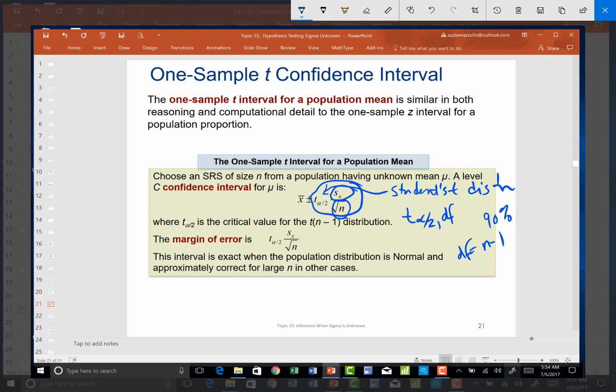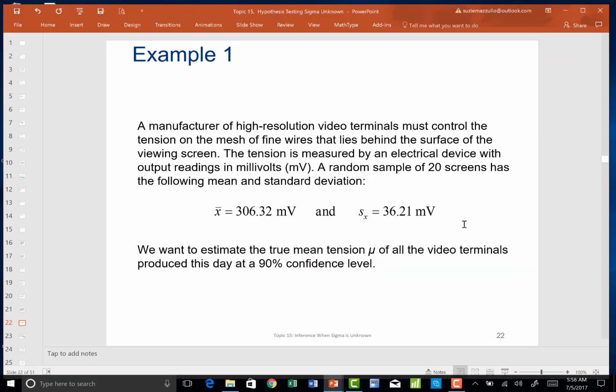So we have different critical values for different sample sizes. So we're going to look at an example, and we're going to calculate the 90% confidence level. A manufacturer of high-resolution video terminals must control tension on the mesh of fine wires that lies behind the surface of the viewing screen. The tension is measured by an electrical device with output readings in millivolts. A random sample of 20 screens has the following mean and standard deviation. We want to find the true tension, mu, of the video terminals produced this day at a 90% confidence level.